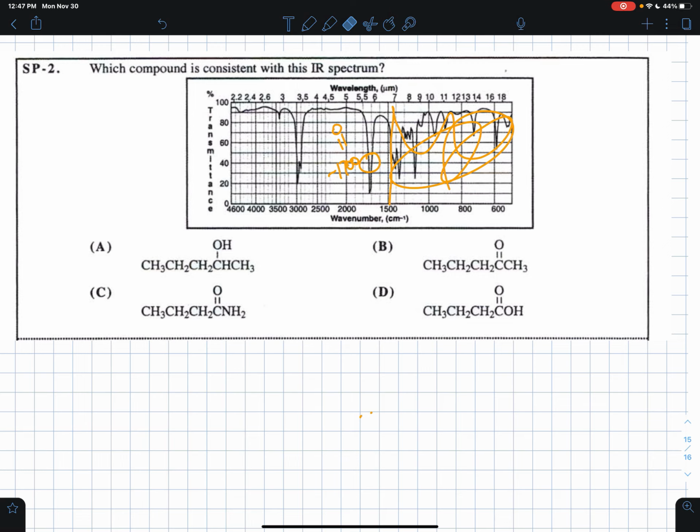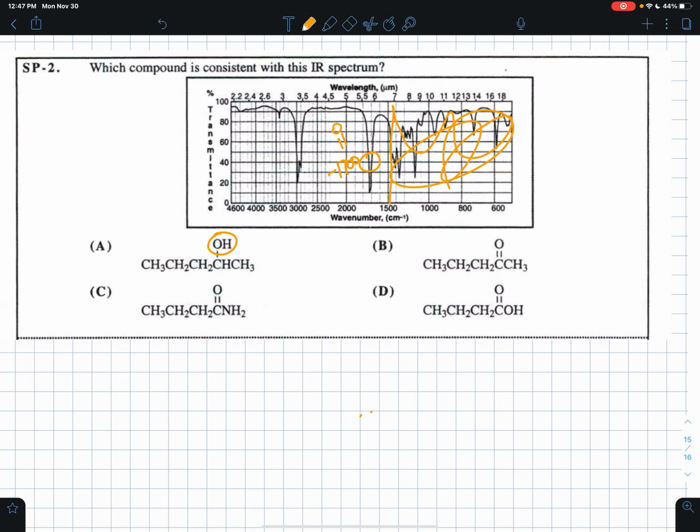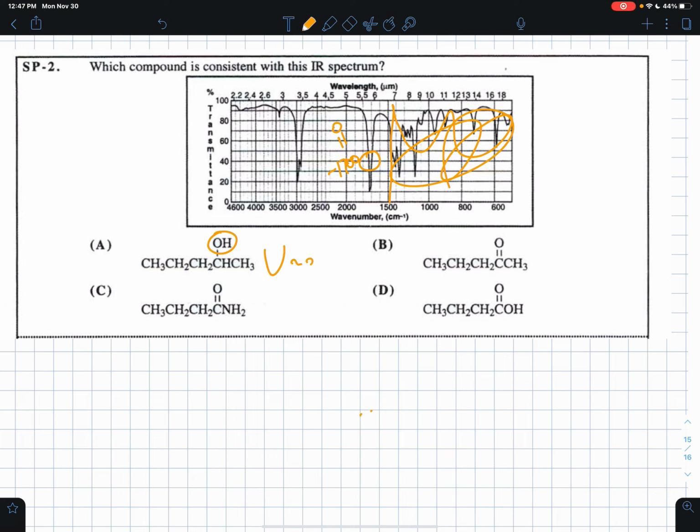The first one, A, they have an alcohol. And if it was an alcohol, we should see a broad wave at about 3300. So it will look something like that. At 3300, there should be a broad wave. But we don't have that, so we know it's not A.